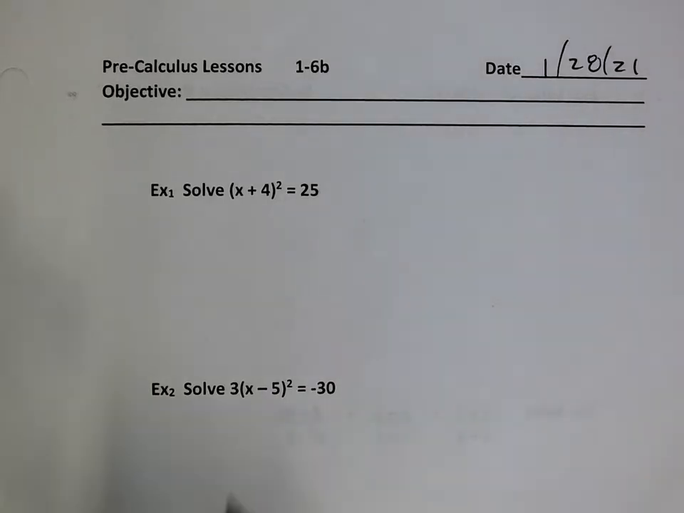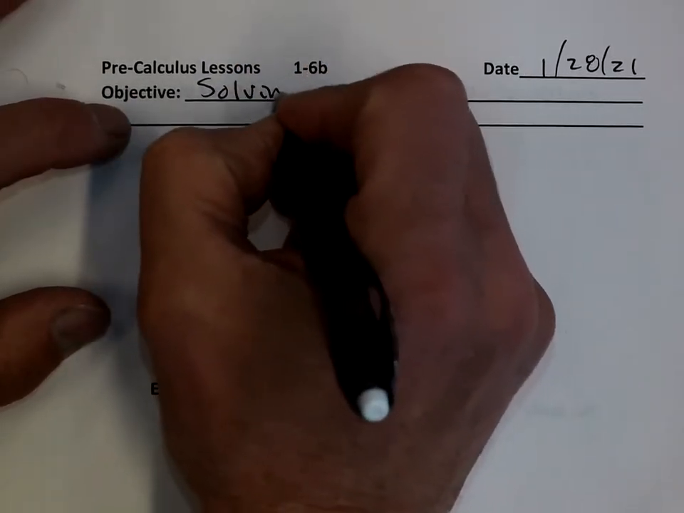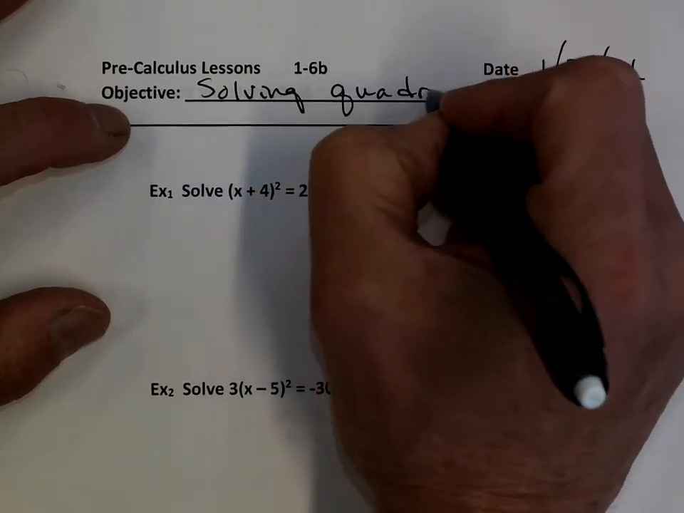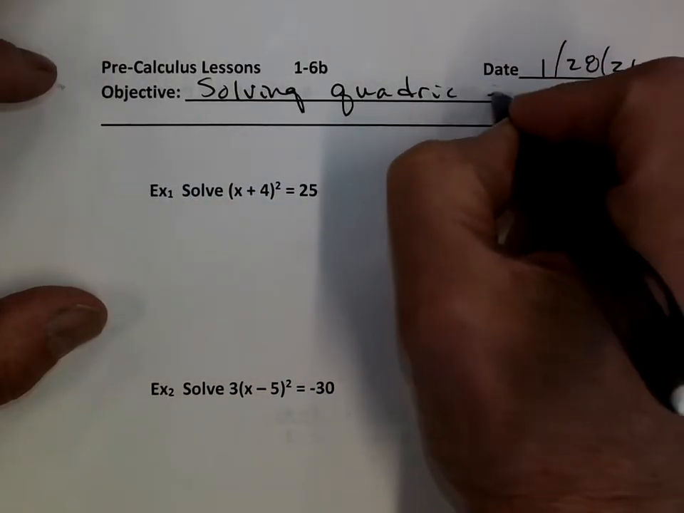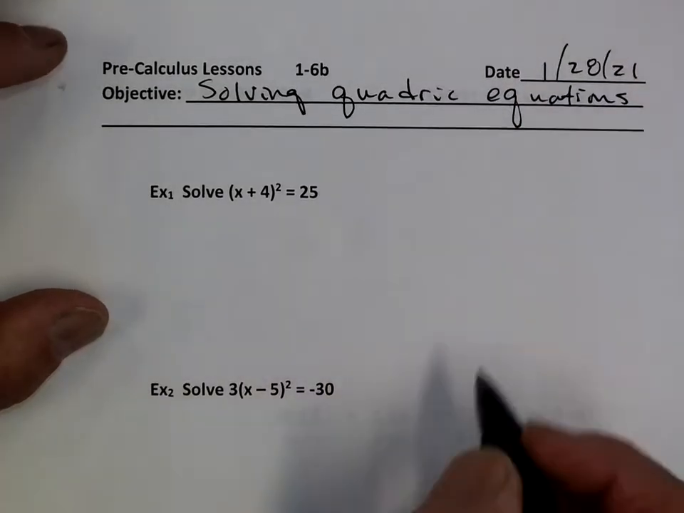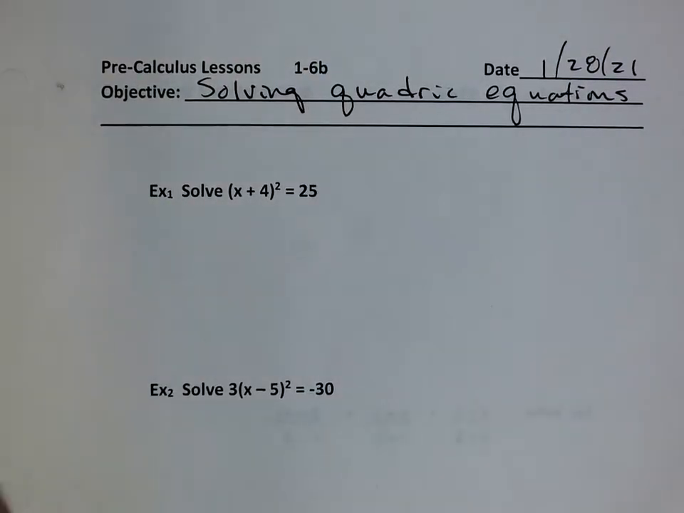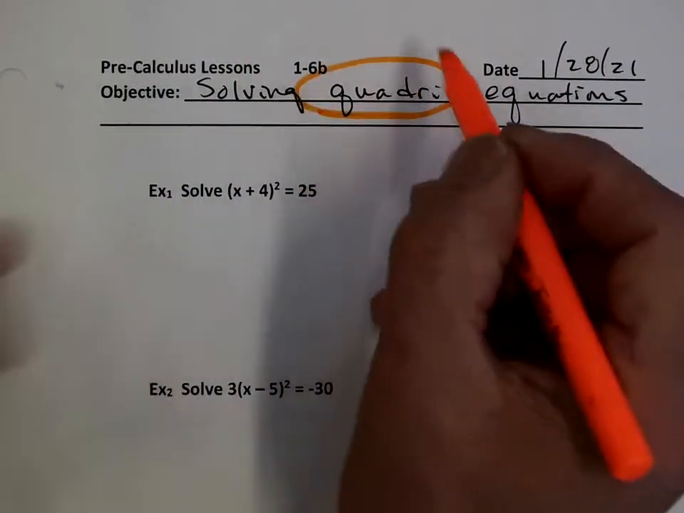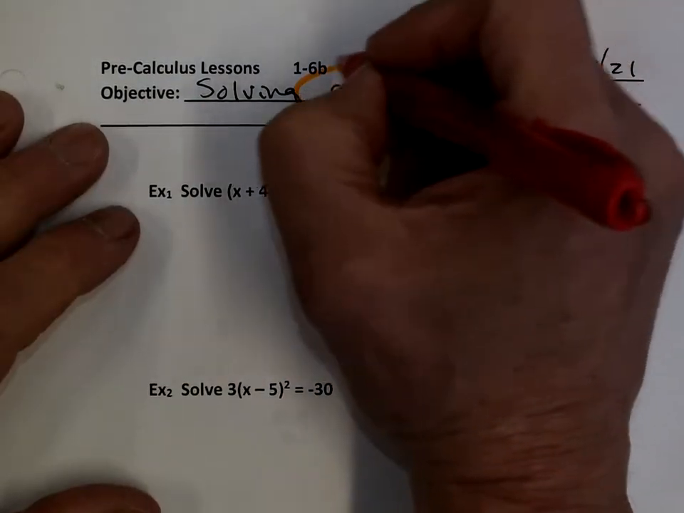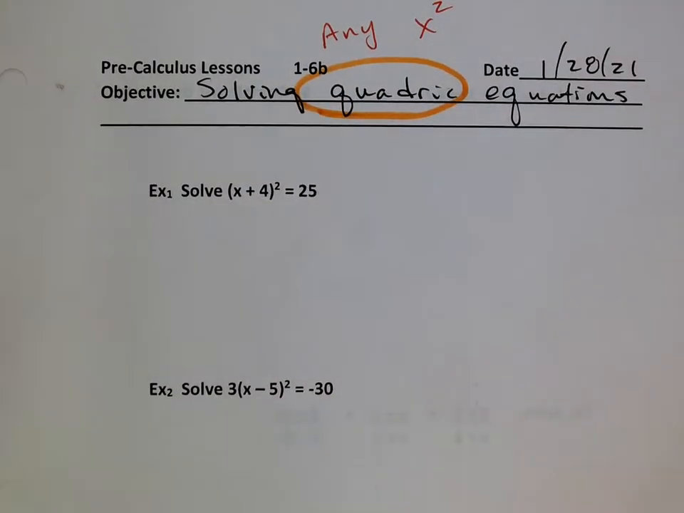Okay, so today what we're going to do again is solve quadratic equations. We have to be a little careful, because the word quadratic really means any x squared. And of course we've got the quadratic formula, but it really means we're going to solve any x squared equation, and that's what we've been doing.